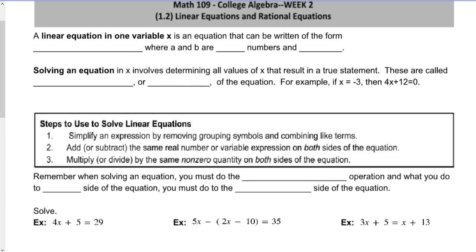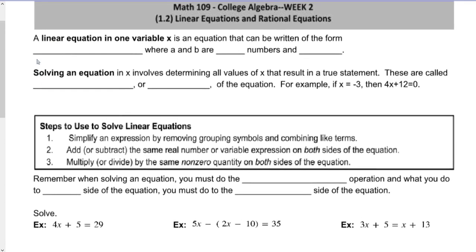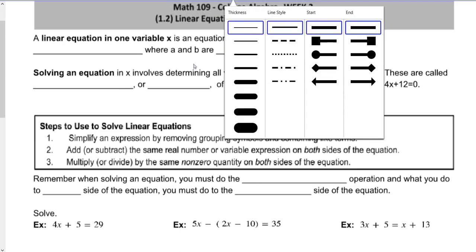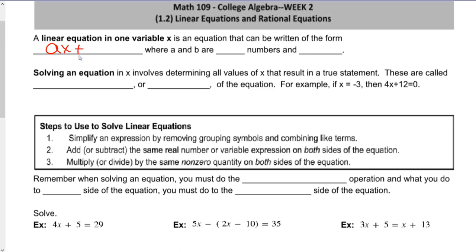It's an equation that can be written of the form ax + b = 0, where a and b are real numbers, and a cannot equal 0. So we have to have something with an x for it to be a linear equation. Now, to solve that equation in x, meaning the variable that you're using, involves determining all the values of x that result in a true statement.